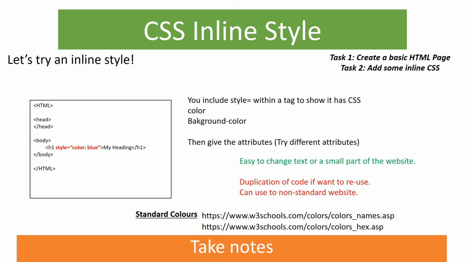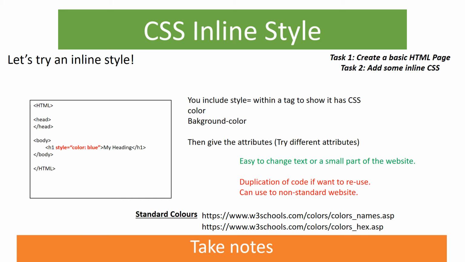You can see here our H1 tag. We have style, and then we have equals. We tell it the colour. Notice the spelling of colour, it's the American colour, and the colour that we want, such as blue. This all sits inside the tag. This gives it what we call attributes. This is easy to change for a small part of the website.